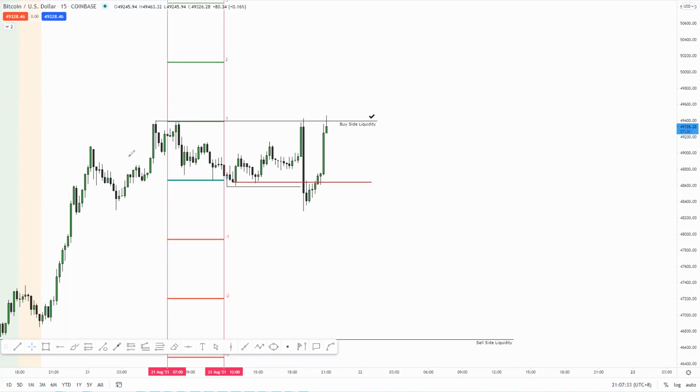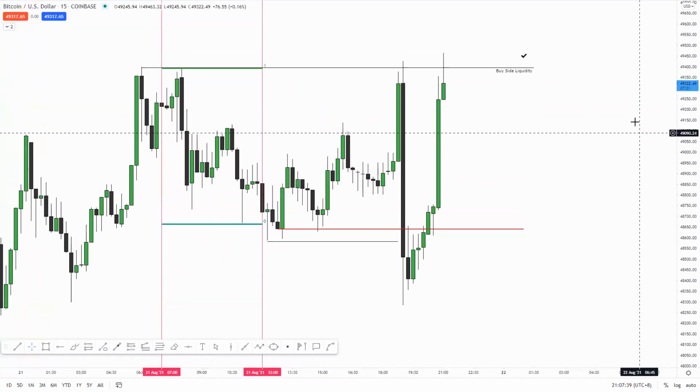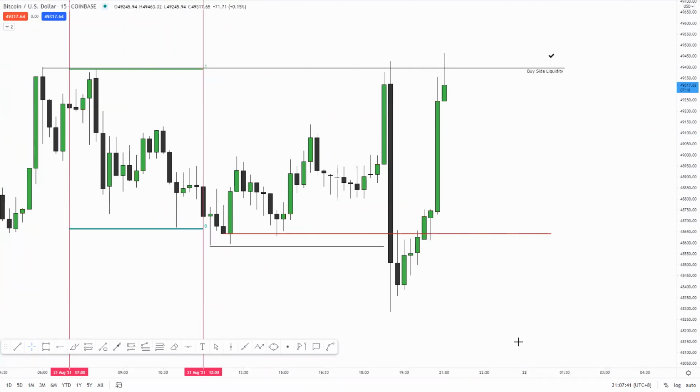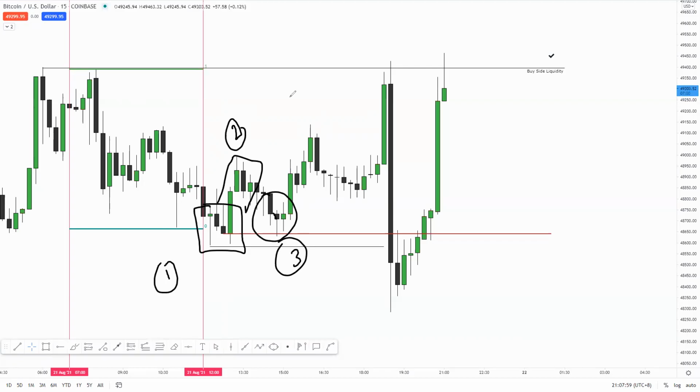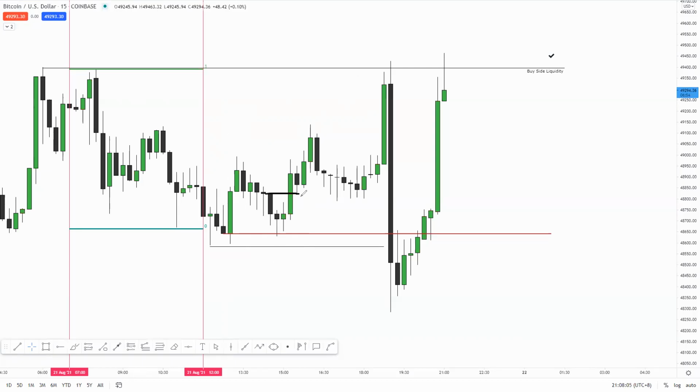Then, if you zoom in over here, you can see that this is a consolidation, step number 1, expansion, step number 2, retracement, step number 3. That's your entry. And then the same thing follows: consolidation, expansion, retracement. That's how it goes.